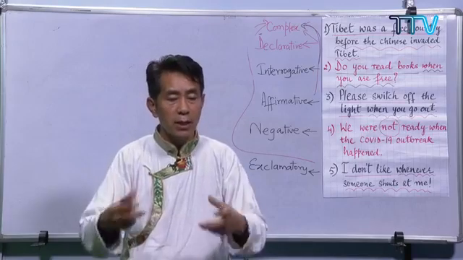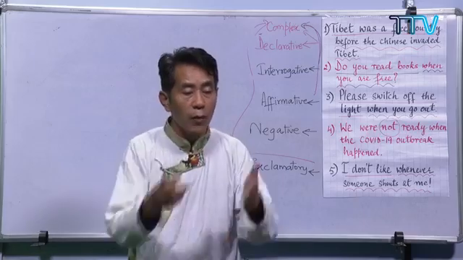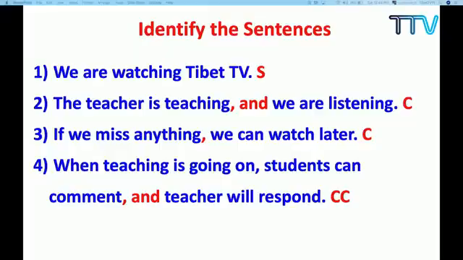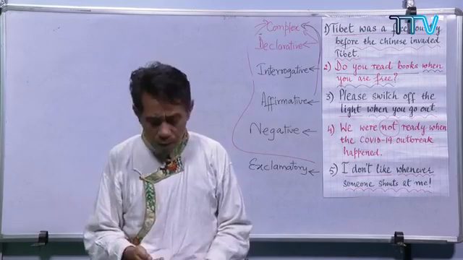So when teaching is going on, students can command and teacher will respond. This particular sentence is compound-complex. Why? We have got one dependent clause, which is the beginning one, when teaching is going on, and we have got two independent clauses: students can command, and teacher will respond. So there are two independent clauses. This is what we say about the four different types of sentences.